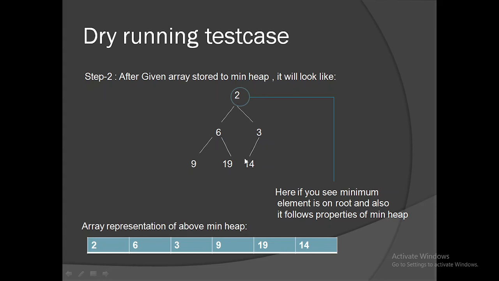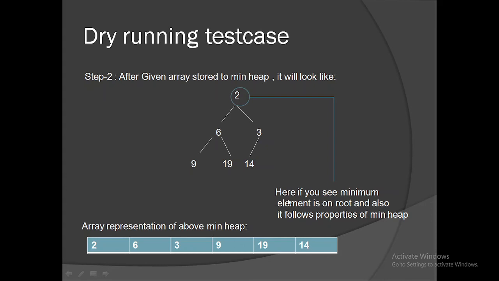Okay, so after the first step, our min heap will look like this. Now how will the array representation look? What would be the array representation of this min heap? Here we have to do nothing, we simply do a level order traversal. So in level order traversal, first 2 will come at array index 0, then 6, then 3, then 9, 19 and 14. See, 2, 6, 3, 9, 19 and 14. It is represented as an array.